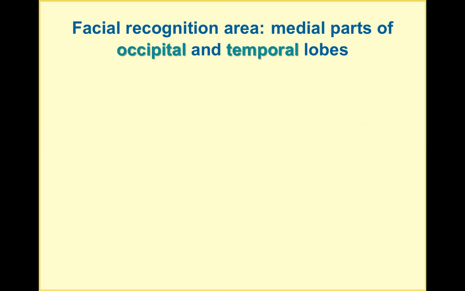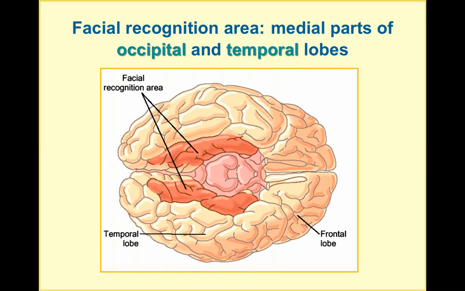Then facial recognition. This is an important function which is also performed predominantly by the medial parts of the occipital and temporal lobes within the parieto-occipital-temporal associative area. This is a rather large area. Now this is a view from below. You see the inferior and medial portions of the occipital and temporal lobes, and in color you can see here the facial recognition area.